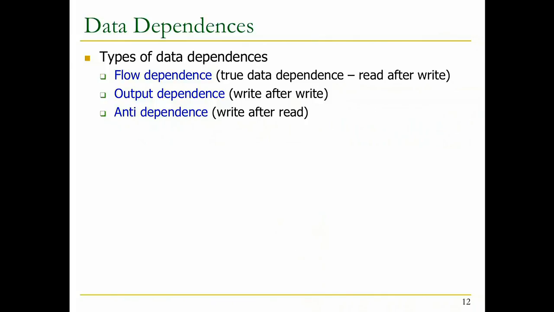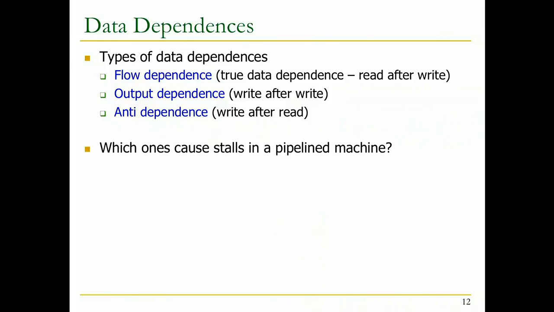Anti-dependence is kind of similar. It's exactly the opposite of the flow dependence. Basically, an instruction reads from a register, and a later instruction writes to that register. You'd better make sure that the instruction that reads from that register doesn't get the wrong value, doesn't get the later value. Well, I'll give you examples of this.